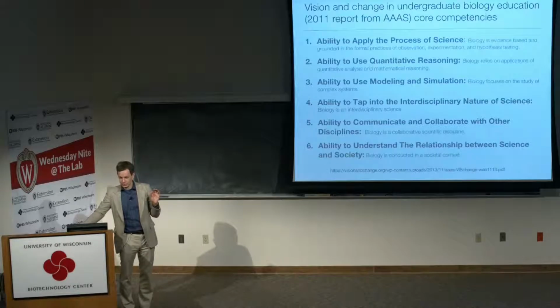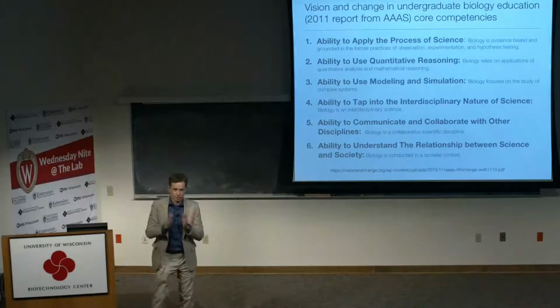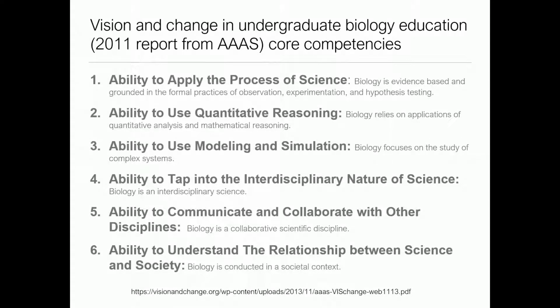But I want to give you the big picture of what smart people have been trying to decide: what are the core competencies in college education for future biologists. This is from the Vision and Change in Undergraduate Biology Education report from the American Association for the Advancement of Science. This is what they summarized. These are all active and relatively vague ideas for what are the important things for students to learn to be able to practice biology.